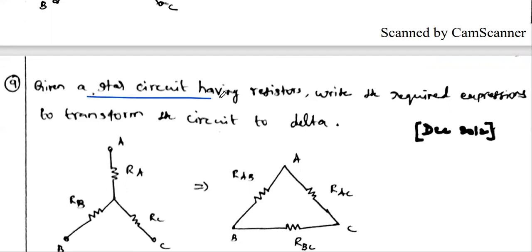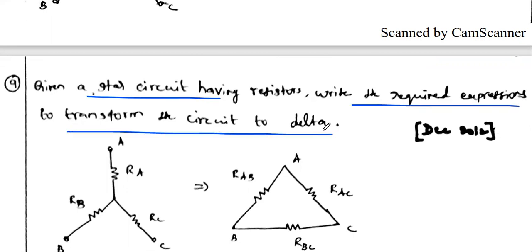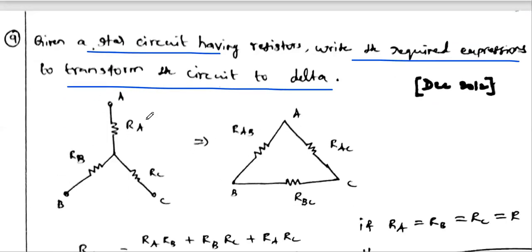Given a star network having the resistors, write the required expressions to transform the circuit into delta. So this is only the formula you just write. This is the star network. Star network means you consider the three nodes A, B, C, and in the center you consider the node N. In between A and N, RA is connected, in between B and N, RB, and in between C and N, one resistor RC. This type of connection is called a star.